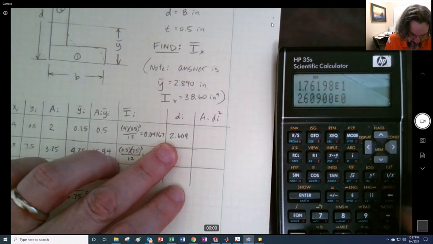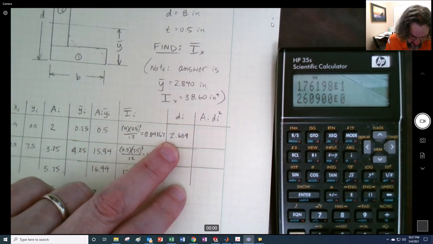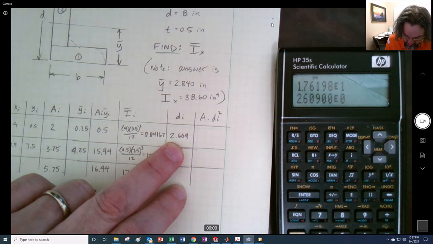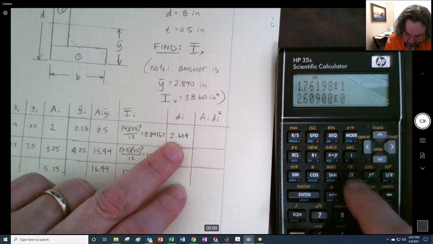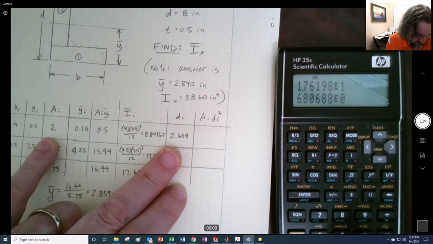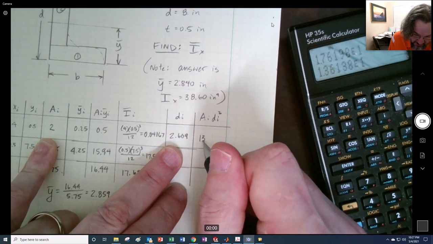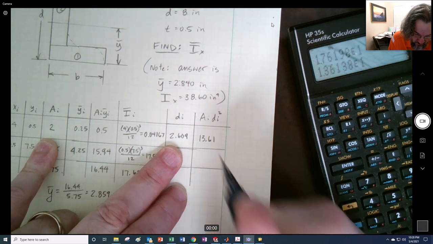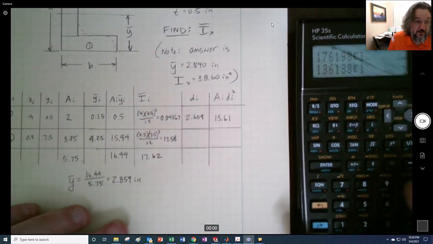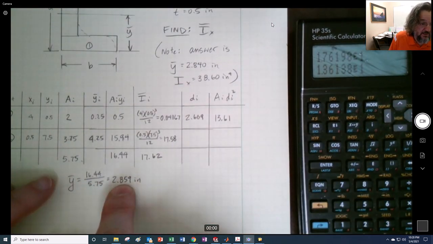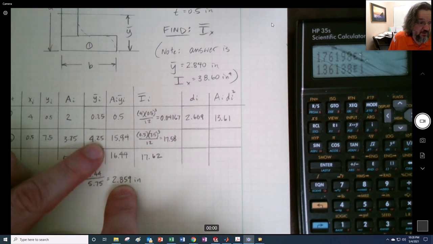And so right here we want A I DI squared. So we're going to square this value here. So that's going to be quite substantial. Square that and multiply it by the area, which is 2. So we end up with 13.61.